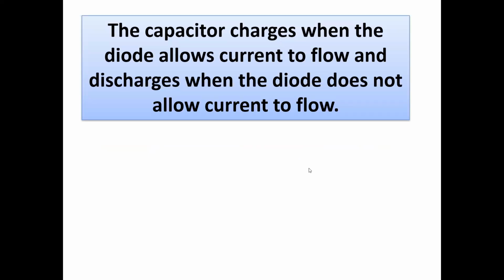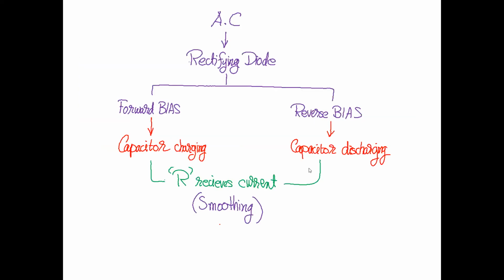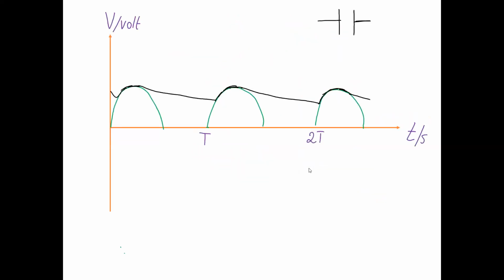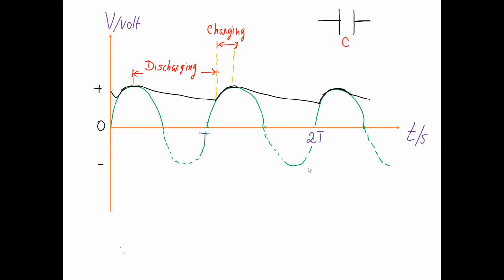The capacitor charges when the diode allows current to flow and discharges when the diode does not allow current to flow. We made this diagram: in the forward bias, the capacitor is charging. In the reverse bias, the capacitor is discharging. And we made this idea that the capacitor is a smoothing component. This is a very important sketch. It has appeared in the exam many times.